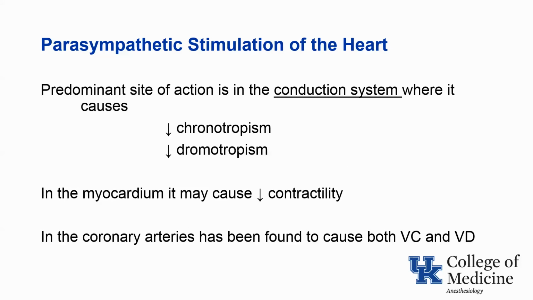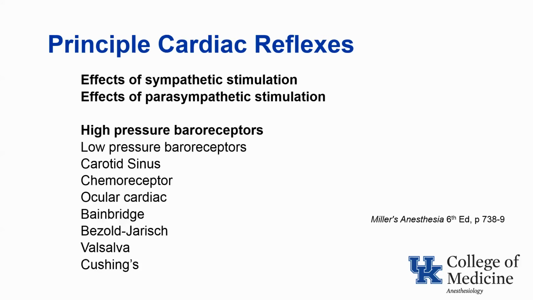The parasympathetic stimulation of the heart predominantly acts on the conduction system, where it causes decreased rate and decreased flow. In the myocardium, it may cause decreased contractility. And in the coronary arteries, it has been found to cause both vasoconstriction and vasodilation.